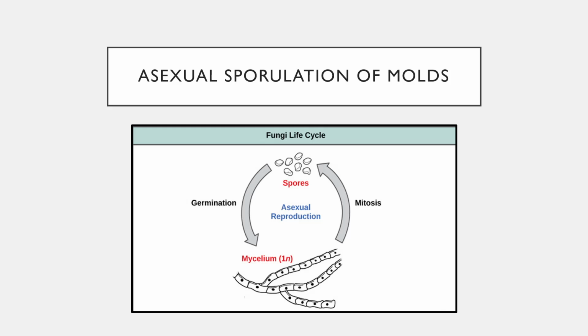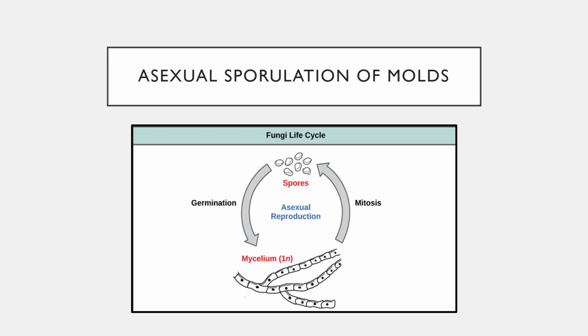Asexual sporulation is much simpler than sexual sporulation, because it simply involves the mycelium generating spores directly, and then those spores germinating into new mycelia. Now, this mode of asexual reproduction, of course, does not introduce any genetic diversity, because these spores will be a genetic clone of the cell that they were derived from in the hypha. And when they germinate, the mycelium that they give rise to will be a genetic clone of the spore. So asexual sporulation is simpler and faster, but it doesn't produce genetic diversity the way that sexual sporulation does.